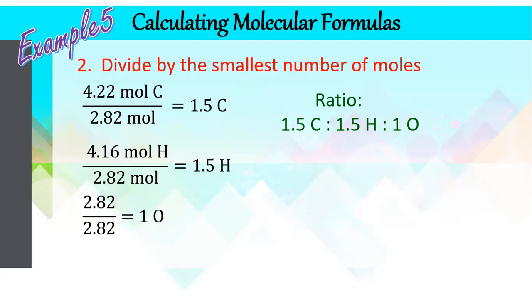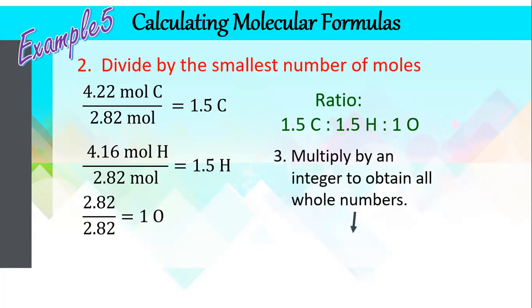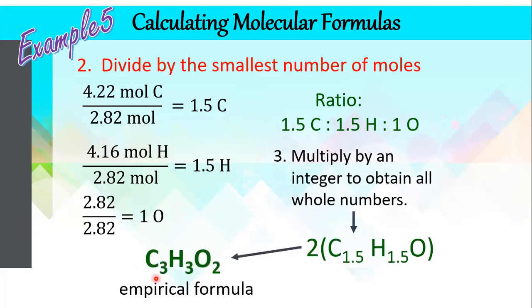In an empirical formula, there should be 3 carbon atoms, 3 hydrogen atoms, and 2 oxygen atoms. So the formula is going to be C3H3O2. This is the empirical formula. Let's move on to the next step.